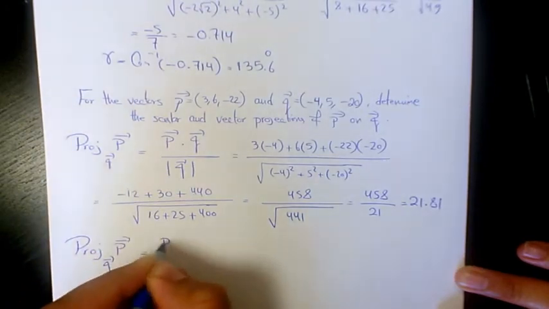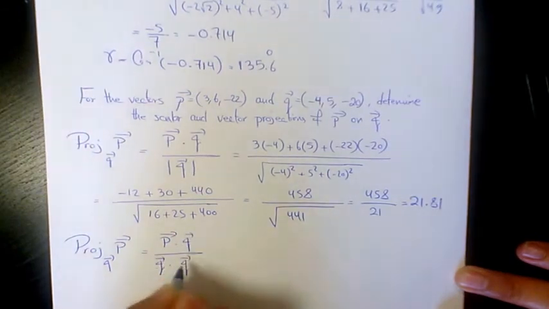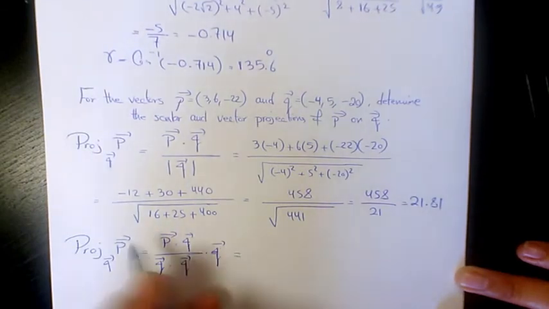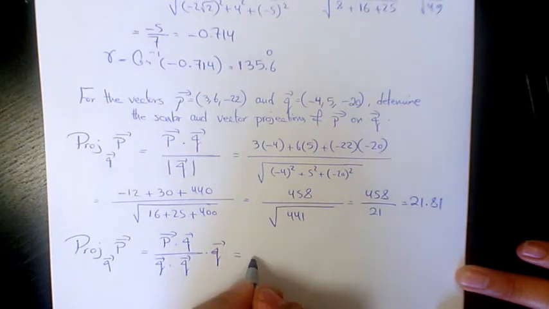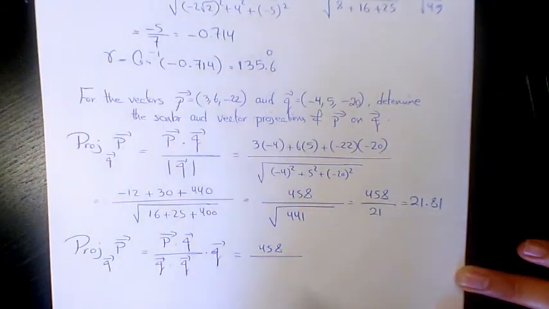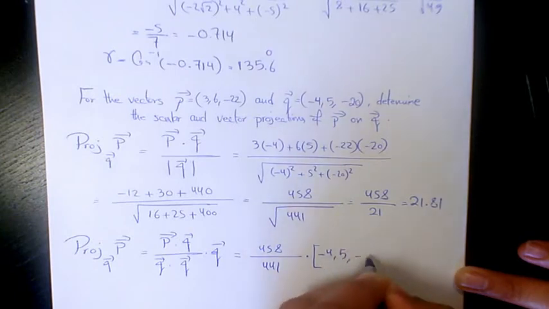It's going to be P dot Q over Q dot Q, times Q. So the dot product of P and Q, we already found it. That's 458. The dot product of Q and Q is going to be the magnitude of Q squared. The magnitude of Q squared is going to be just 441, which is the square root of 441 times the square root of 441, which is just 441, times the vector Q, which is (negative 4, 5, negative 20).